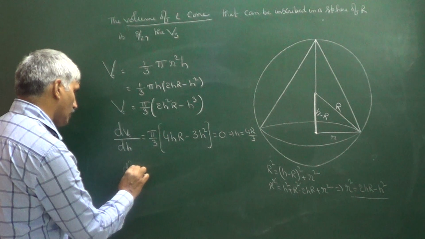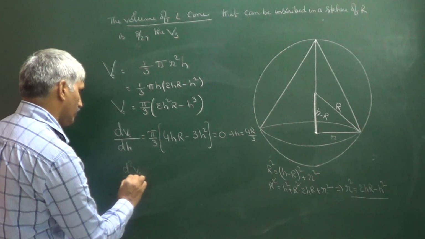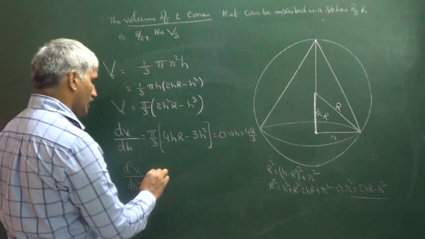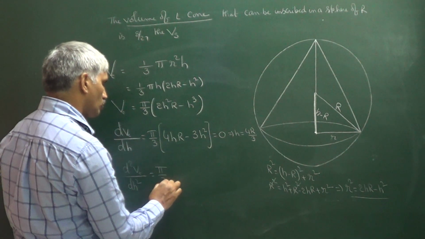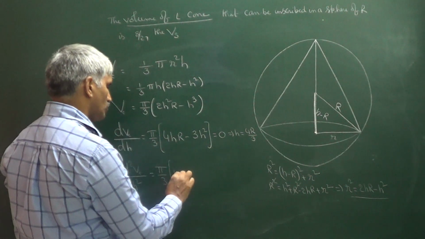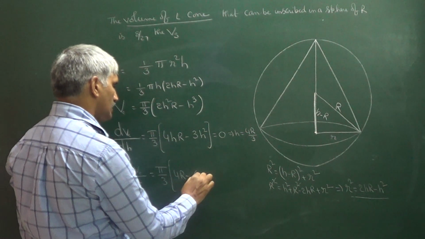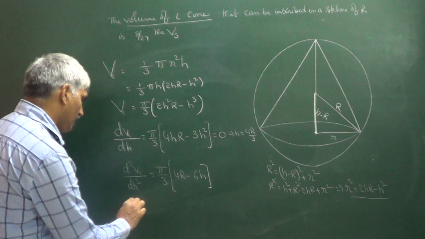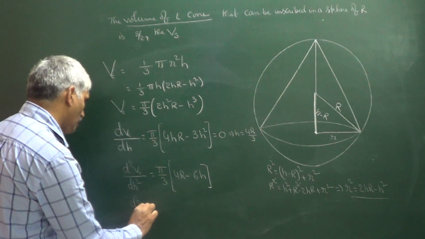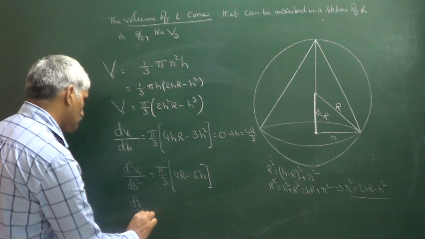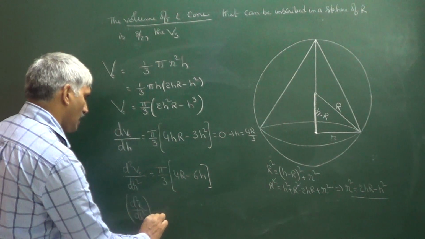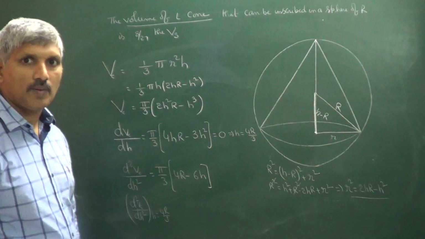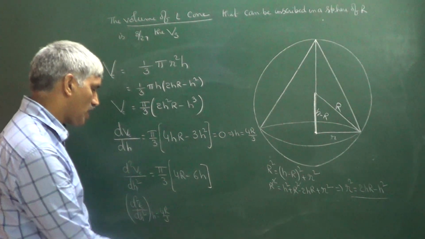Come on, now find the double differentiation, d square V by dh square. That is equal to pi/3 into 4R minus 6h, since the differentiation of h is 1. That is the double differentiation. Now we have to find the double differentiation at h equal to 4R/3.